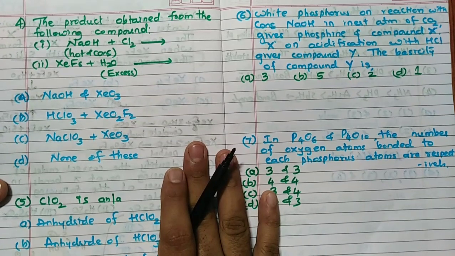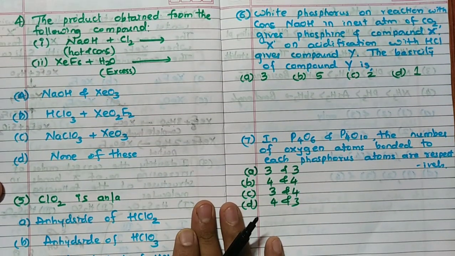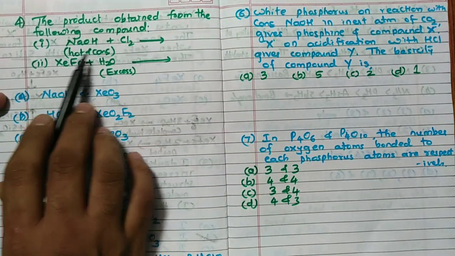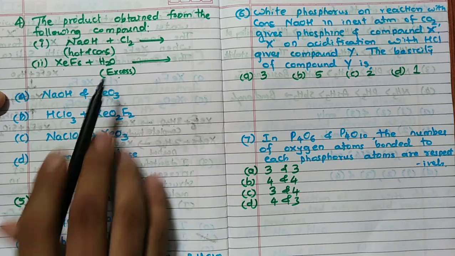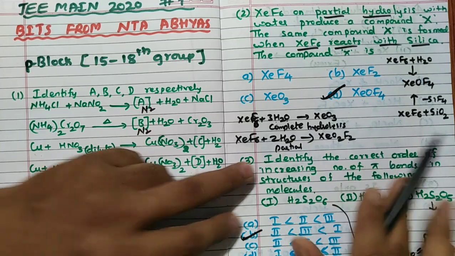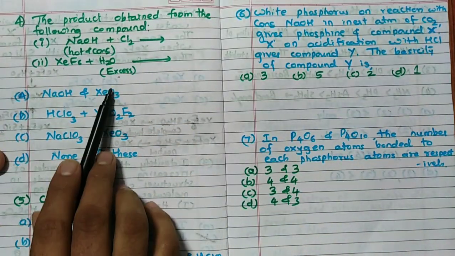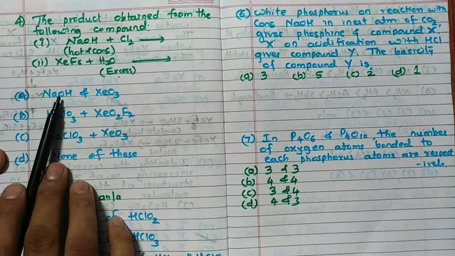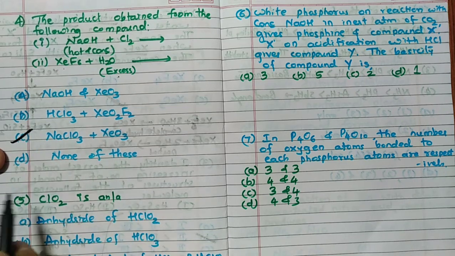Then fourth one. The product obtained from the following compounds is: NaOH with hot and concentrated Cl2, XeF6 with excess of water. Already I have told, excess of water, complete hydrolysis forming XeO3, right? So definitely the second one, XeO3, is the answer. 2 options left. Then NaOH with Cl2, definitely NaOH will not be the product. Common sense. Then the answer should be C.